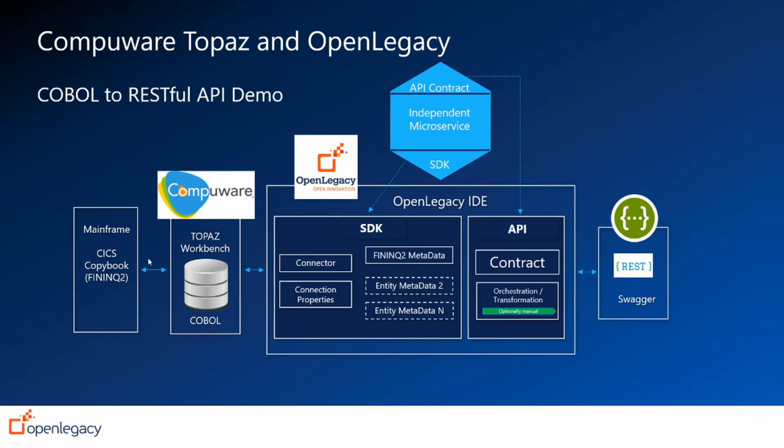The workbench contains the COBOL code generated with the Topaz IDE. Using the OpenLegacy plugin, we will create an SDK and then a functional API with a contract that will be used in Swagger mode. The process comprises 5 simple stages.